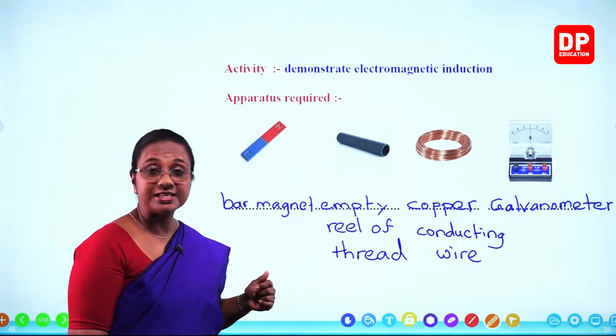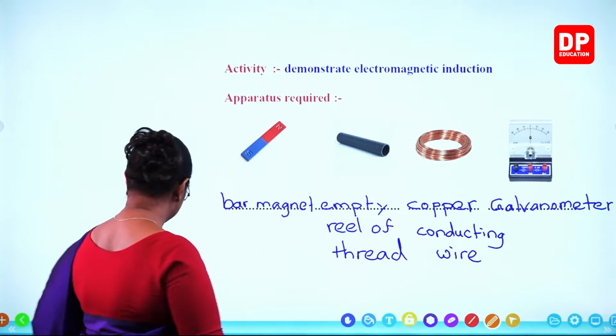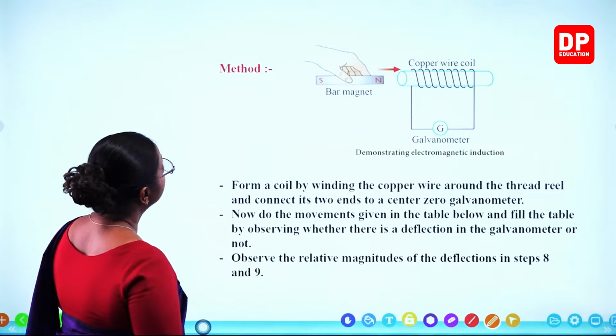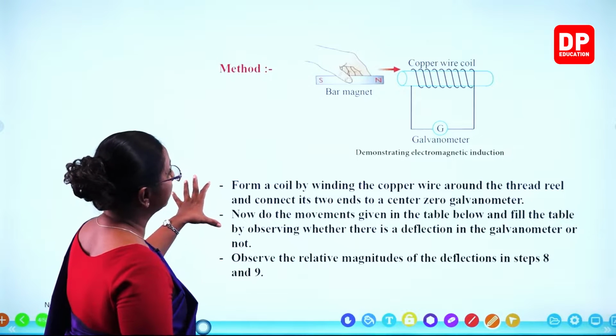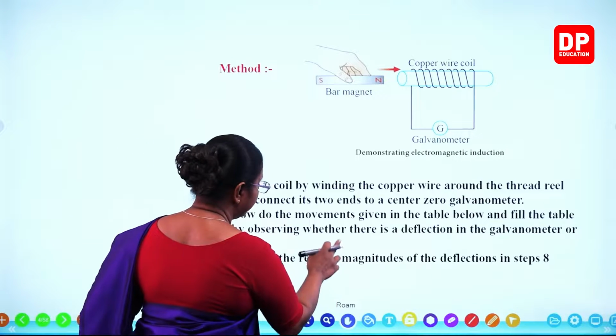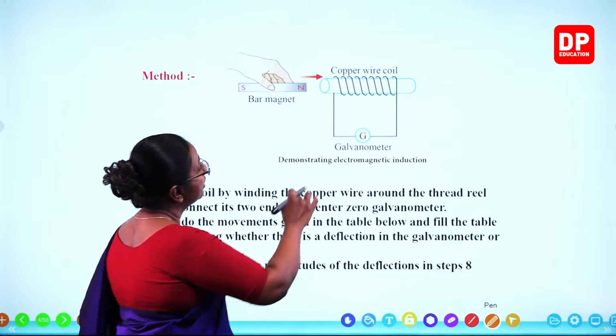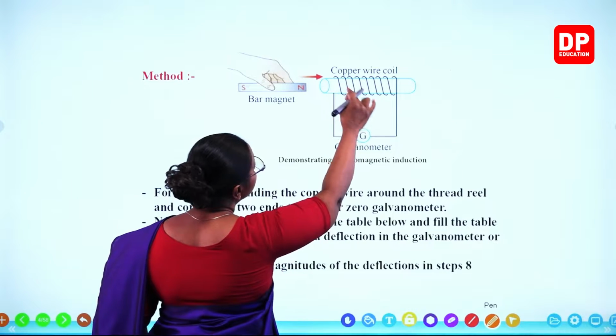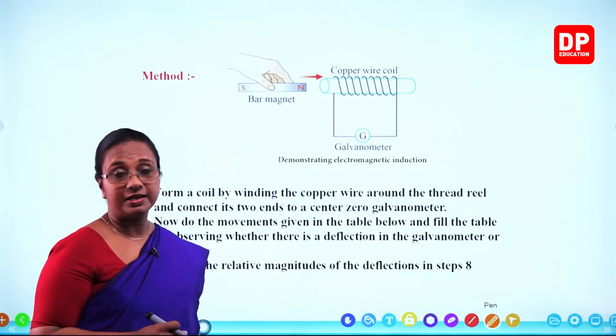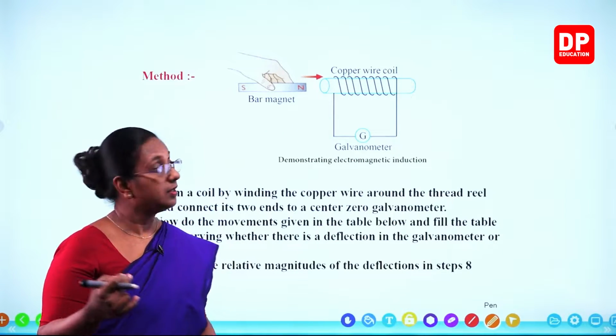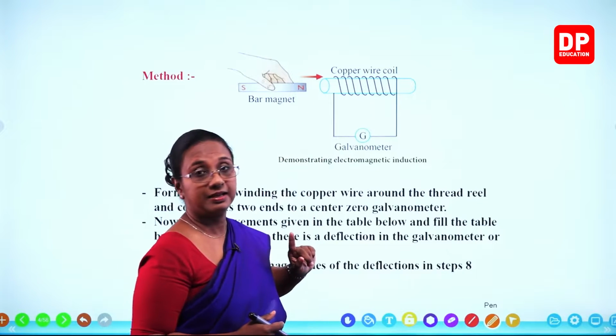We'll move on to the next slide where we look at the procedure. So here we have the method. Look at the diagram first. Here you can see we have that empty reel of thread, or like I said, we can use even a PVC pipe.